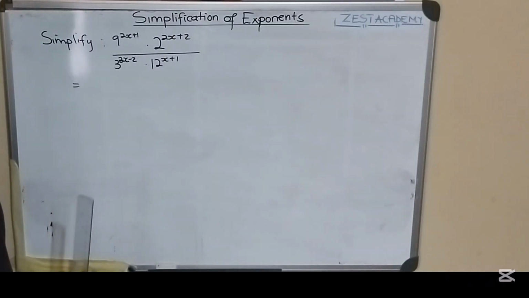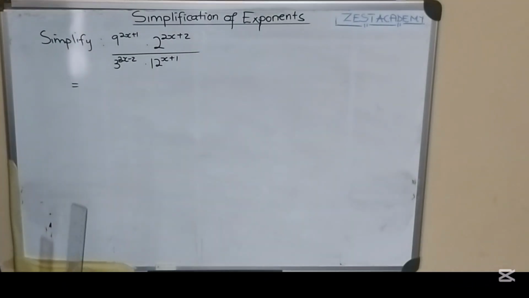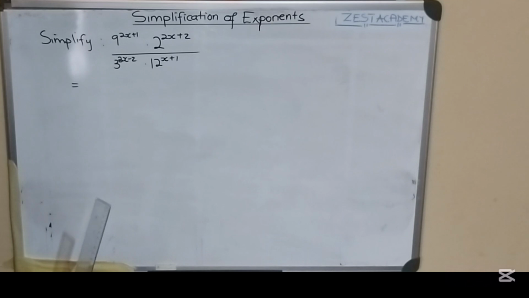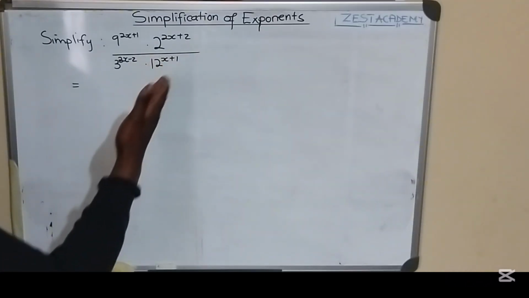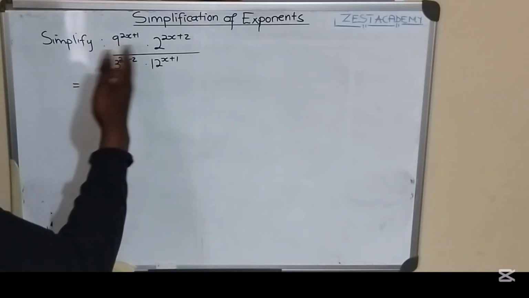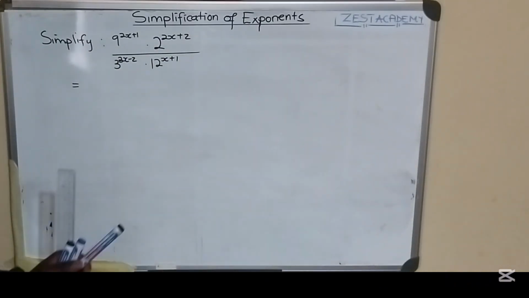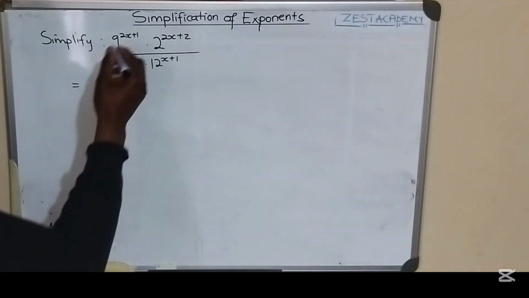This is our example number 2. I'm going to take you through example number 2, simplification of exponents. Now we know that for us to be able to do this, we have to split our bases. We have to prime factorize our bases and split them. So how can we split 9?